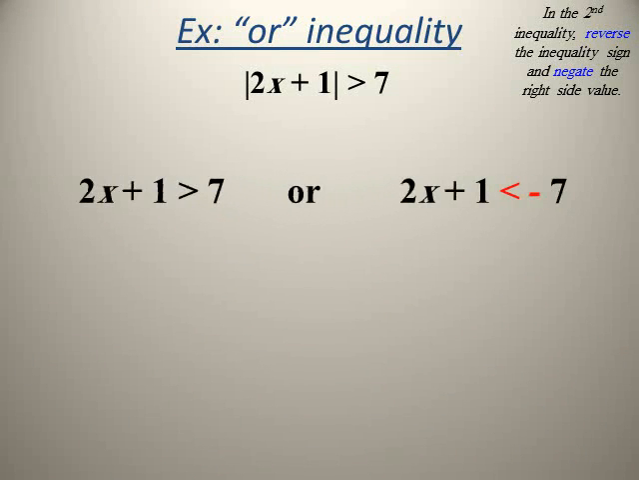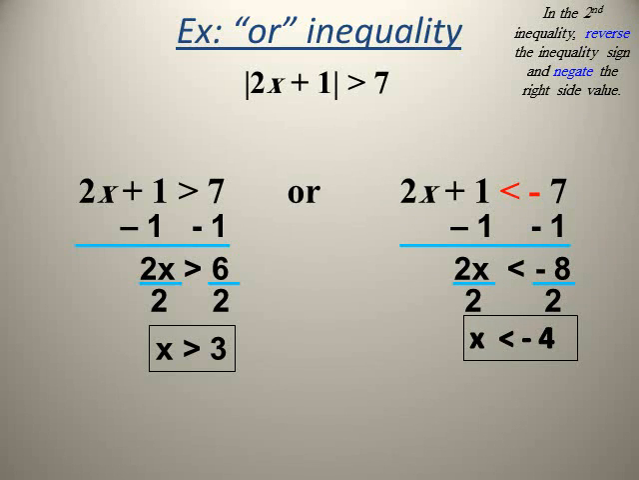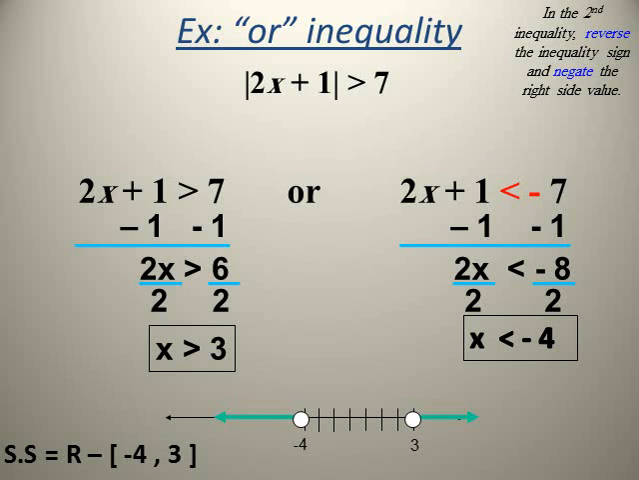Another example, absolute 2x plus 1 greater than 7. That means we have two cases. First, 2x plus 1 greater than 7 or 2x plus 1 less than negative 7. Subtract 1 from both sides. 2x will be greater than 6. That means x greater than 3. Go to the other inequality. 2x less than negative 8. Finally, x less than negative 4. On the number line, here I have x greater than 3 and less than negative 4. Finally, the solution set will be R, except negative 4 to 3, and because it was open, I'm going to close the interval.